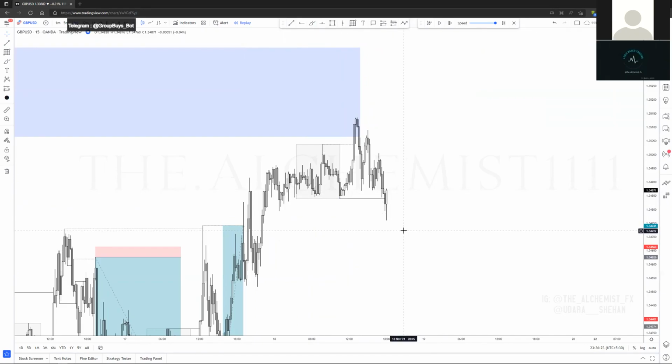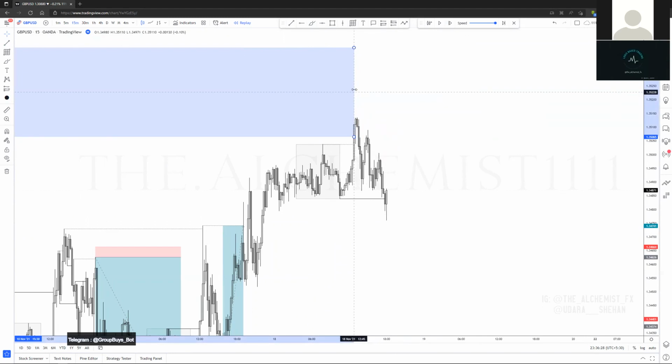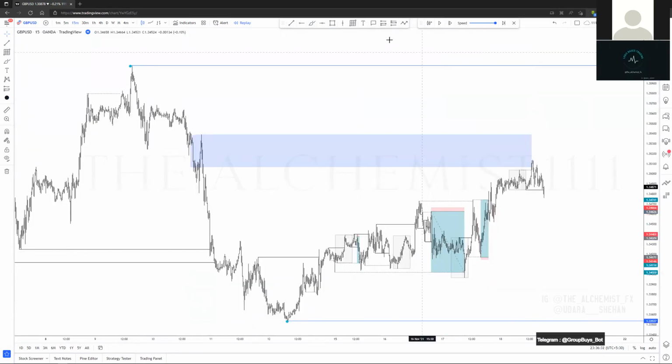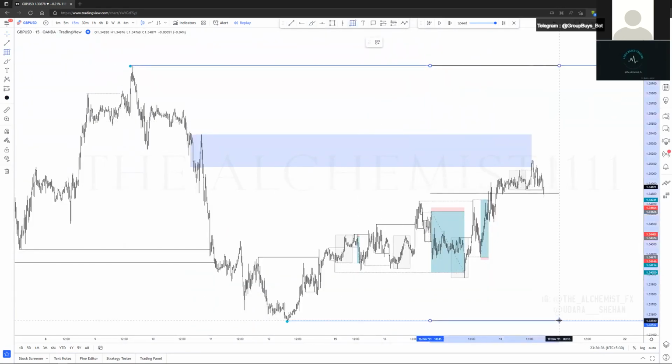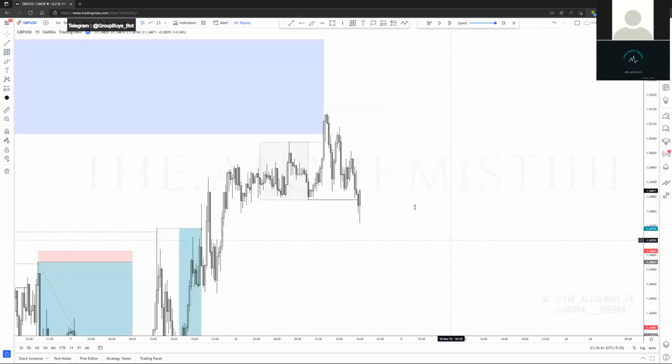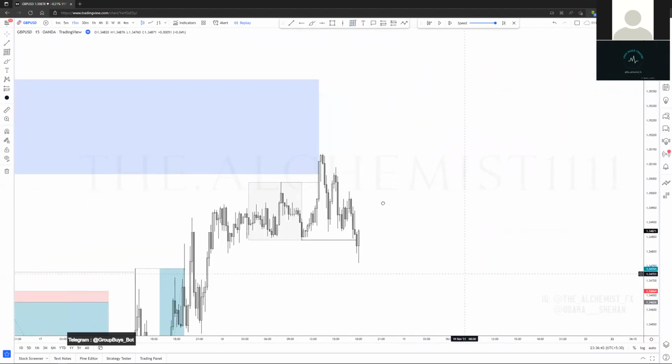But since this is the higher time frame point of interest, we don't expect a new buy. Why are we not expecting a buy? Why would we buy from a premium price of the range? Now we have the confirmation of the zone, right?